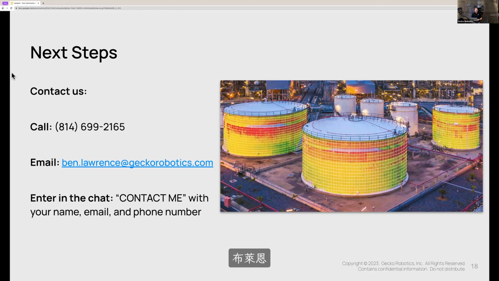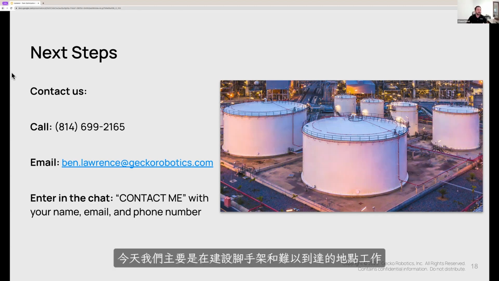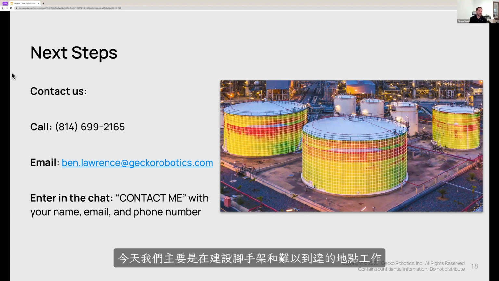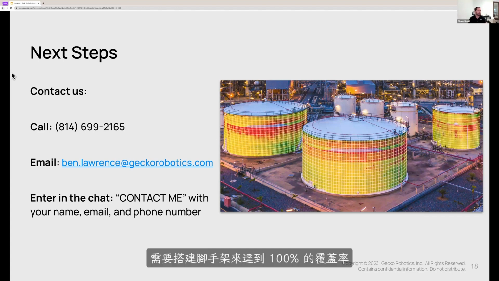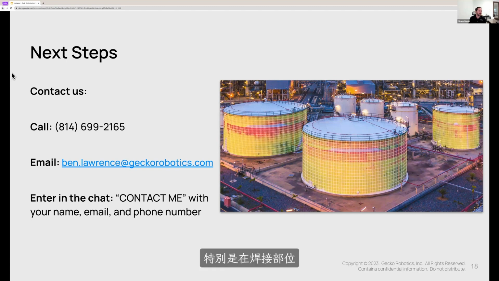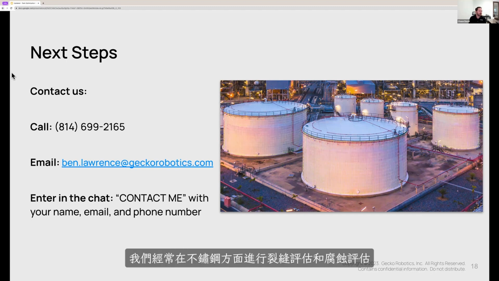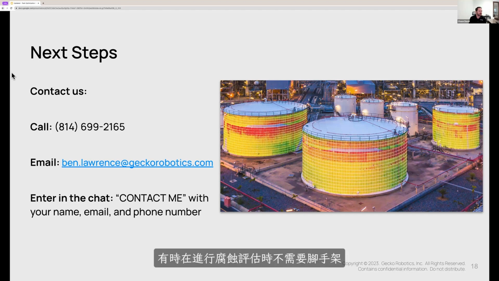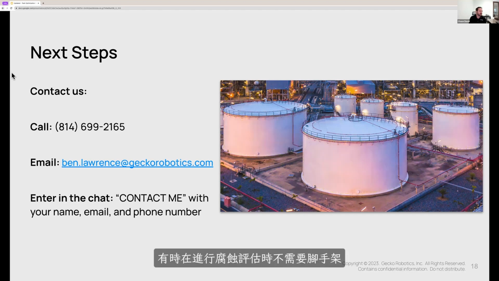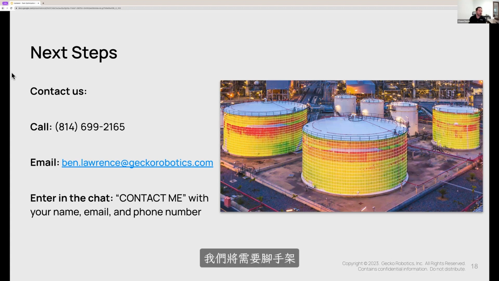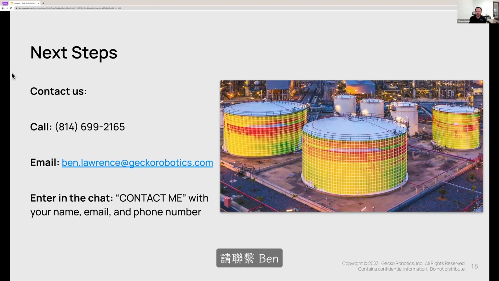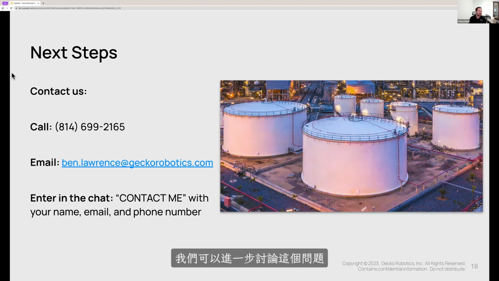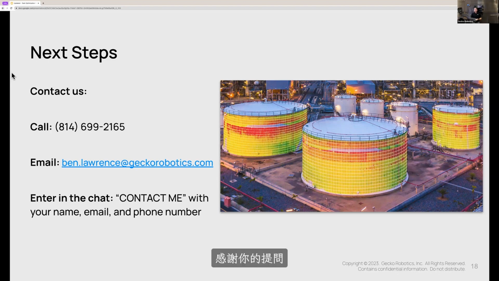Sure. Today, Brian, we are building scaffold in tough to reach locations. A lot of the ones we do are quite small and easy to do with ladders and whatnot, but in some cases, scaffold is needed to get in the region to get 100% coverage when talking about weldments. And a lot of times what we're doing with stainless is doing crack assessments, but also corrosion assessments. And sometimes for a corrosion assessment, we don't need the scaffold, but to get to every T-joint and every weld, we will need that scaffold. We are in the, I would say, late stages of development of a tool that will eliminate that scaffold. So reach out to Ben and maybe we could talk further with you about that. Good. Thanks for that question, Brian.